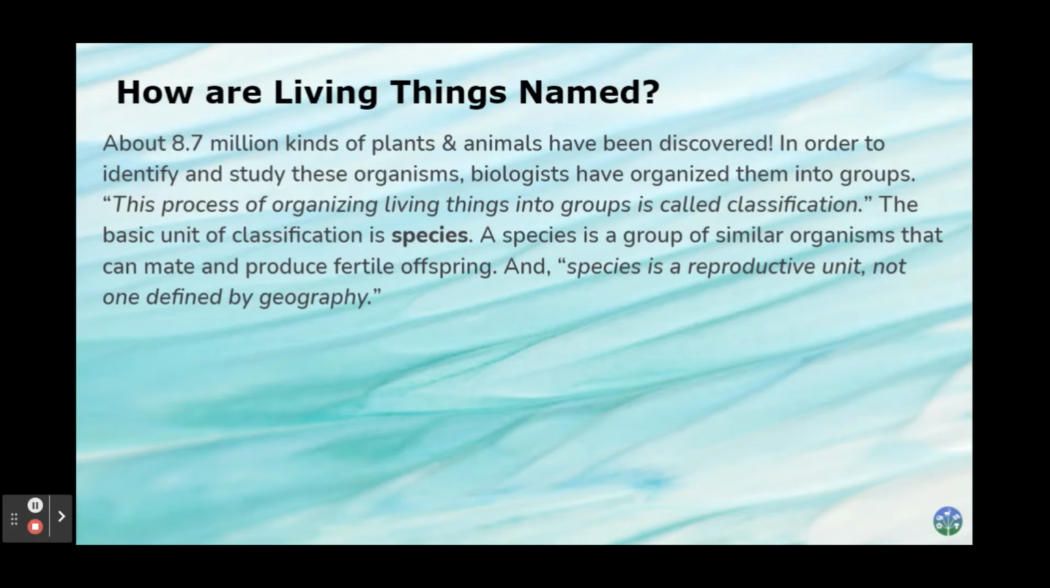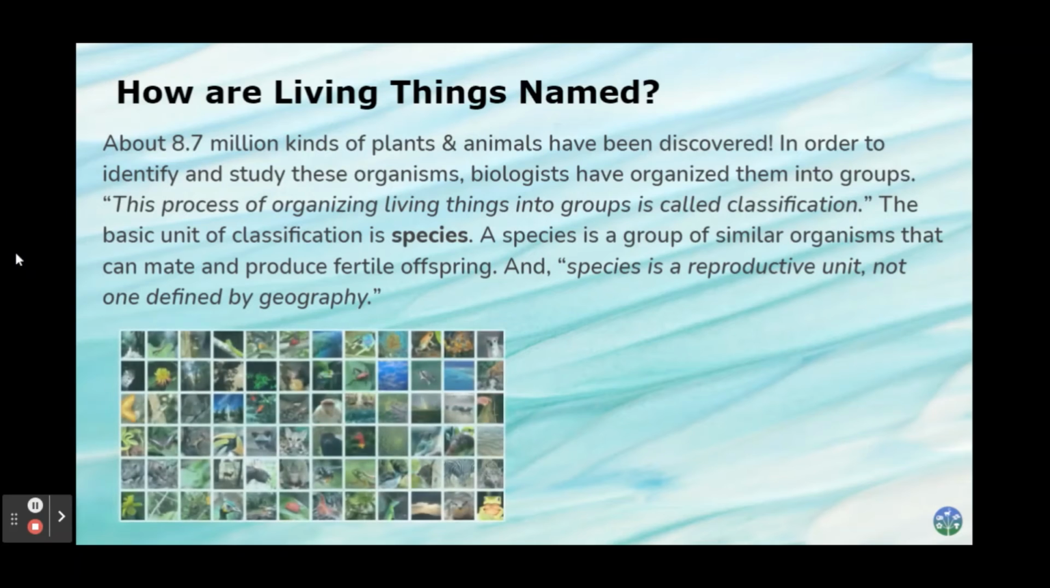A species is a reproductive unit, but it's not one defined by geography. What do I mean by that? Let's say, for example, a Mexican male Chihuahua can mate with a female Chihuahua born in France. Even though they were born in different places, they're still the same species, so they're compatible. But in rare instances, members of closely related species, for example, horses and donkeys, can also mate and produce offspring, which makes the product of a mule.